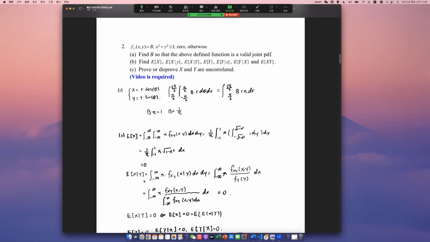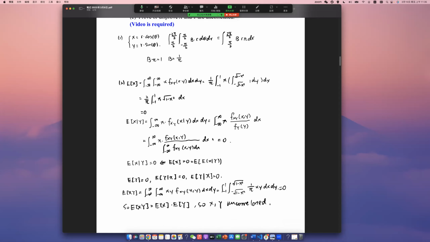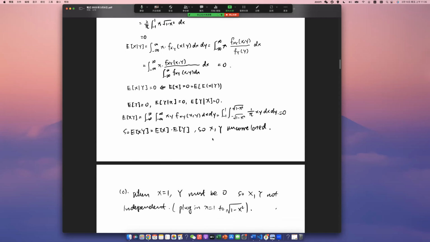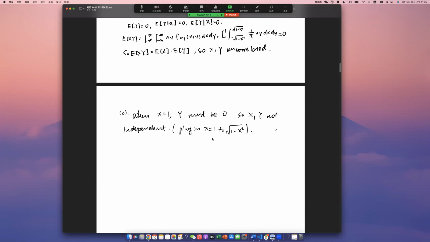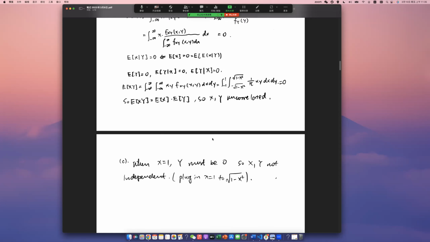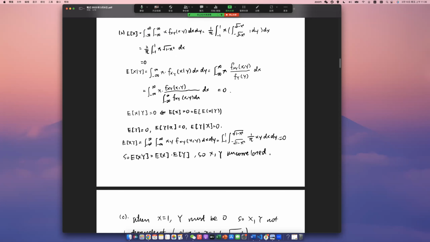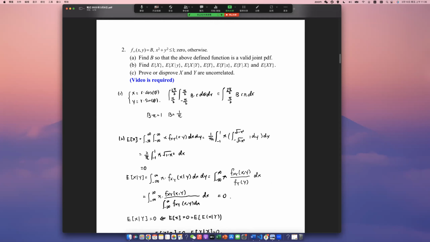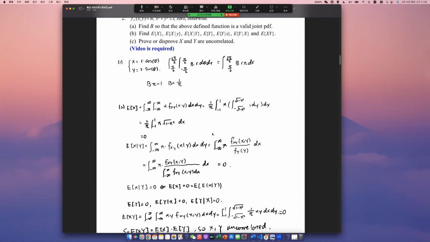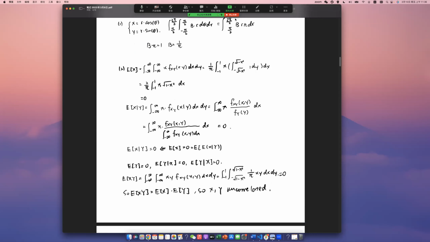And then the last question asks if x and y are correlated or not. So we can see that they are uncorrelated. And that's it for this question.